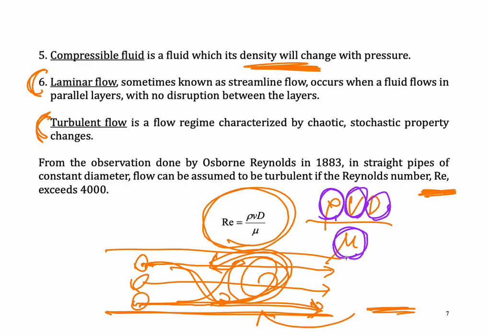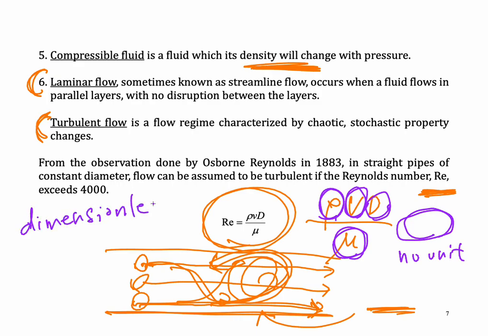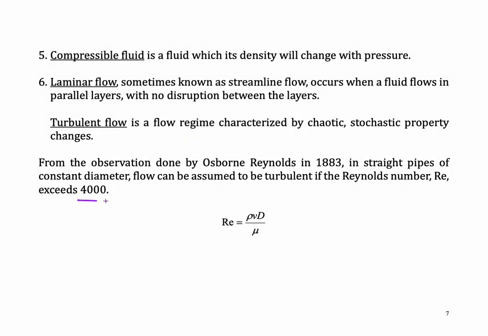So this is the way to determine whether our flow is laminar or turbulent. The Reynolds number doesn't have any units. There are no units, so it is just a number. We call it dimensionless. Dimension means unit, so dimensionless means there are no units for the Reynolds number. And then there is a limit. If you calculate your Reynolds number for a certain application and find that it exceeds 4000, it means that the flow inside that application is fully turbulent.